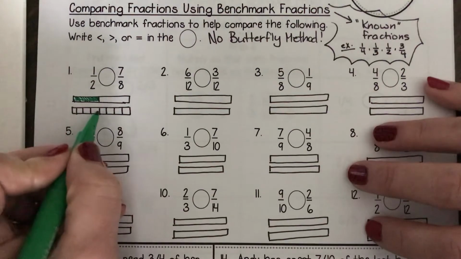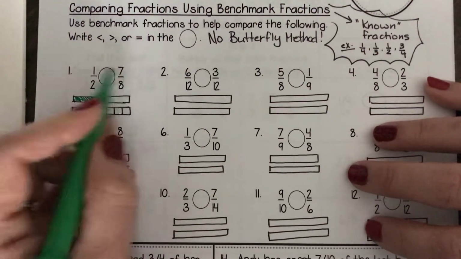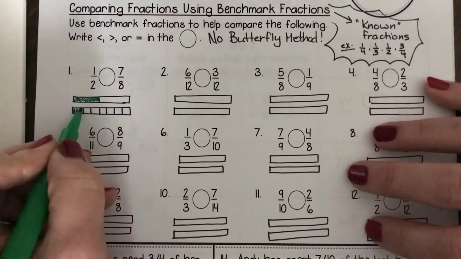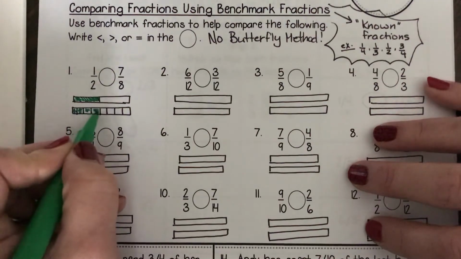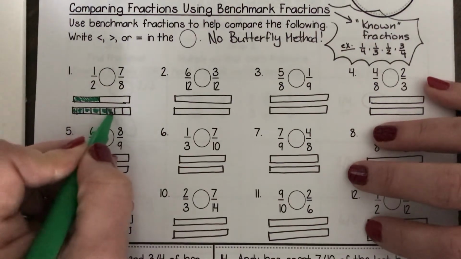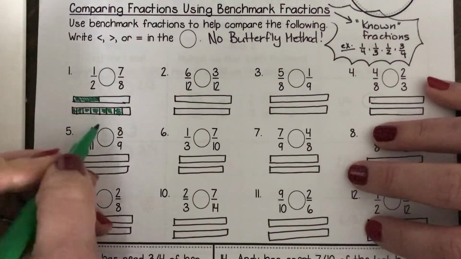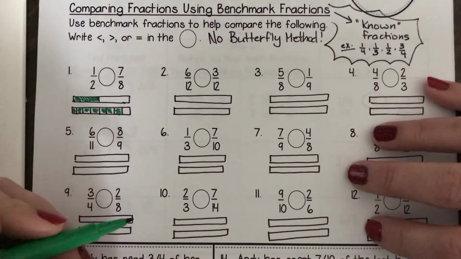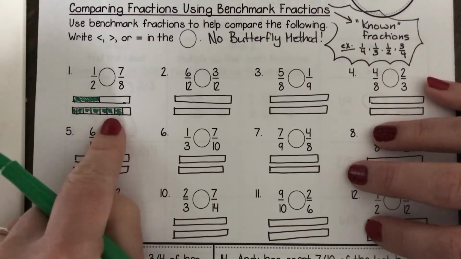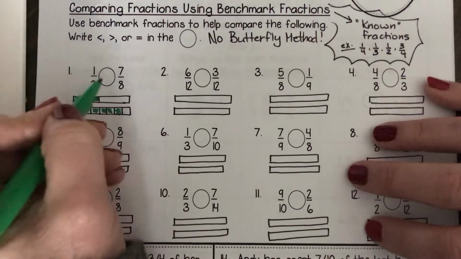1, 2, 3, 4, 5, 6, 7, 8. And we're going to color in 7 of them because that's our numerator. So 1, 2, 3, 4, 5, 6, 7. It's kind of obvious looking here at our tape diagram that 7/8 is actually greater than 1/2.